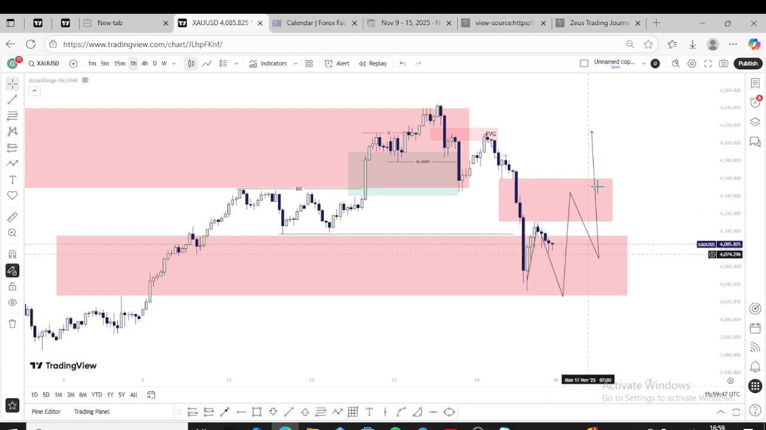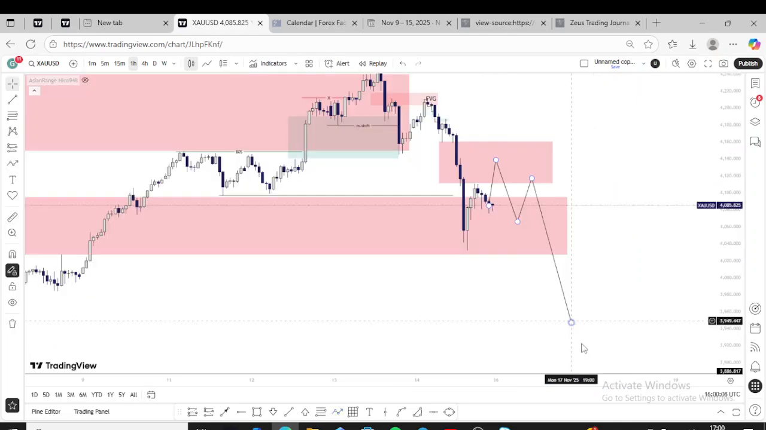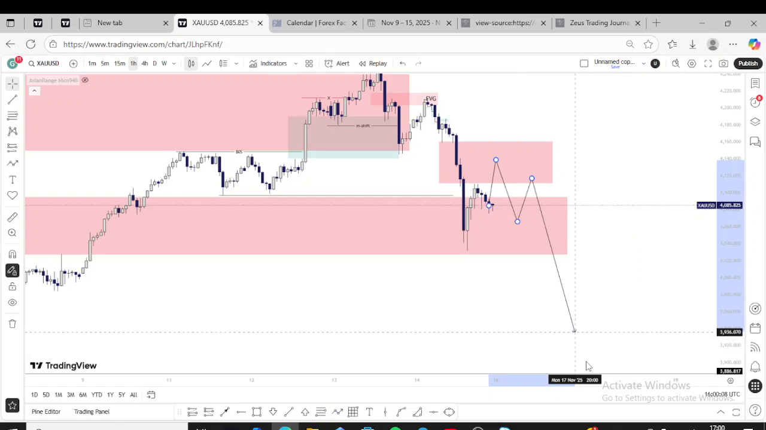So that is it. But if I should see a sell setup form right here, let's say we have a high here, and then the market comes and takes out this low, then I'll look for a sell position down to this daily zone right here. So regardless, these are the two plays that I'm having.